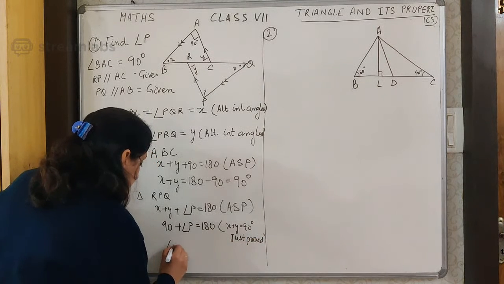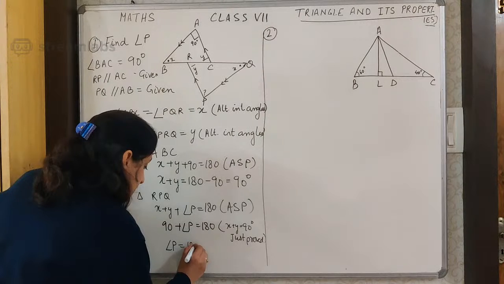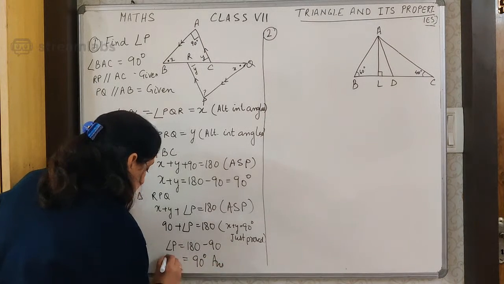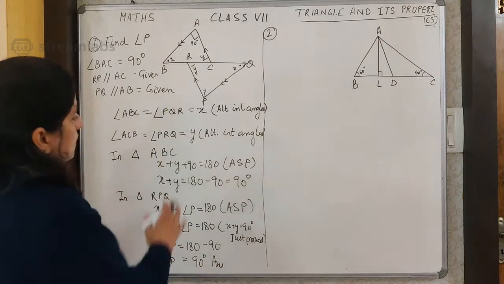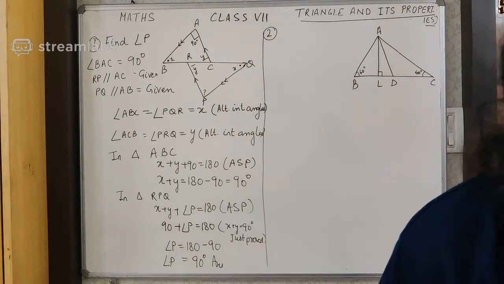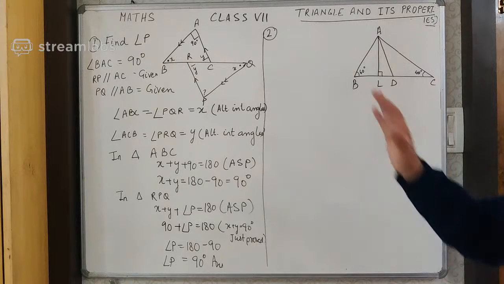Okay. Therefore, angle P is equal to 180 minus 90, which is equal to 90 degrees. The answer for angle P. A very good question, and every step I have told you very, very clearly. I hope it is clear to you. Have a look at this.